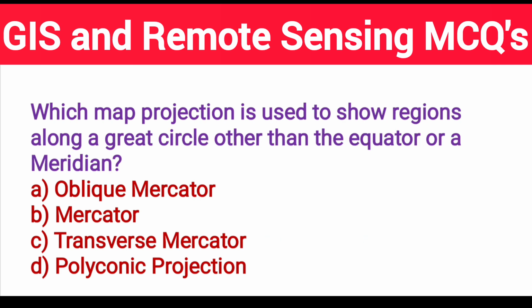Next question, which map projection is used to show regions along the great circle other than the equator or a meridian? Option A, oblique Mercator. Option B, Mercator. Option C, transverse Mercator. Option D, polyconic projection. So the correct answer is option A, oblique Mercator.